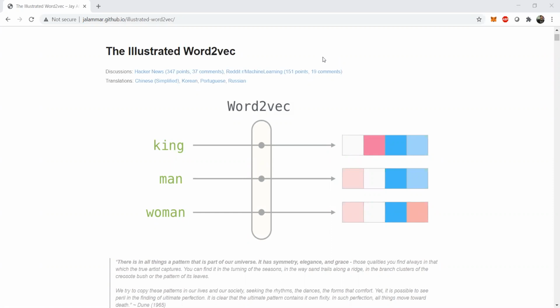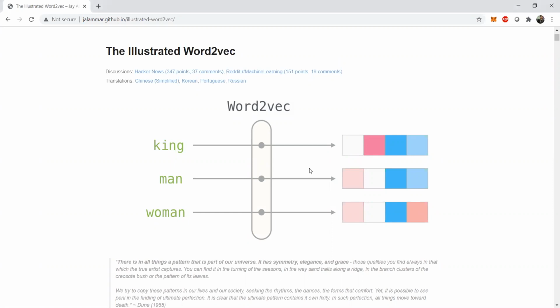Today I will be explaining word embeddings from Jay Alammar's blog post, the illustrated word2vec. In the next video, we're going to cover different topics like attention, transformers, BERT. So let's get started with the illustrated word2vec.